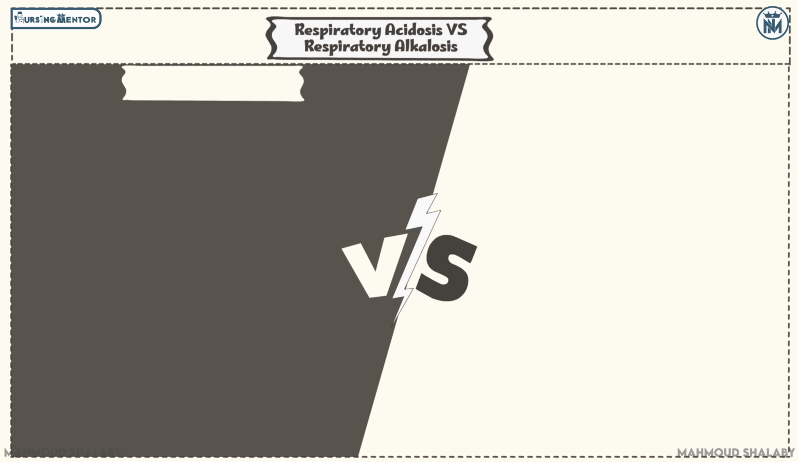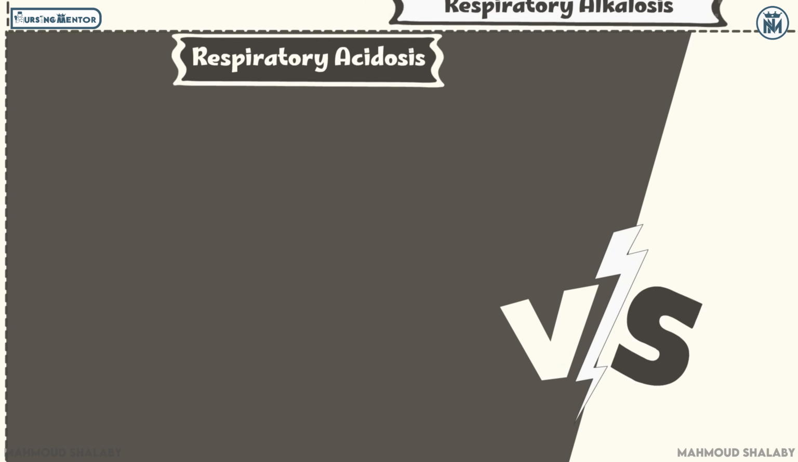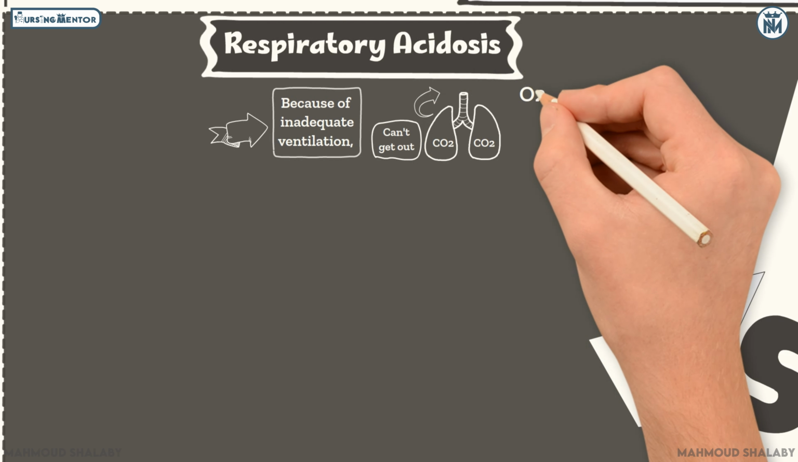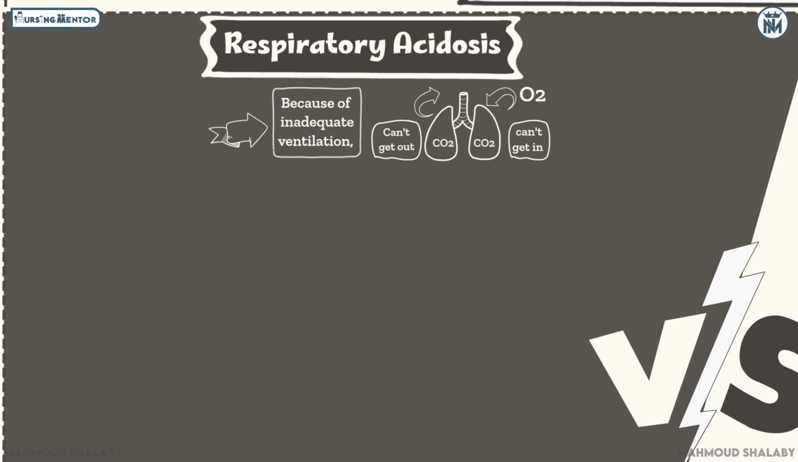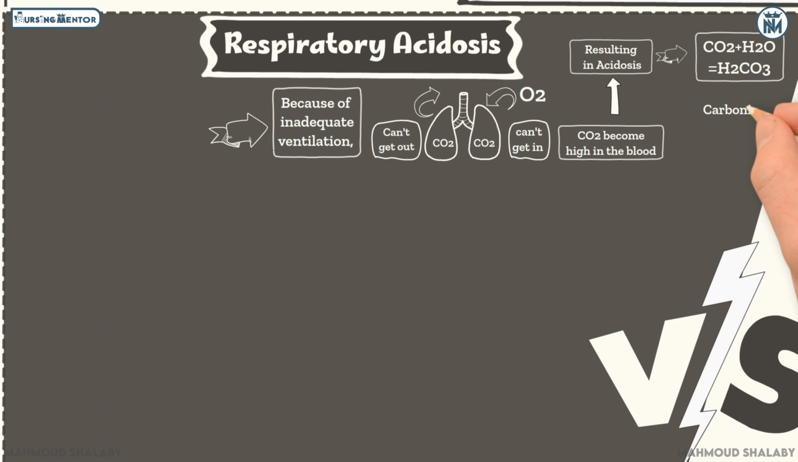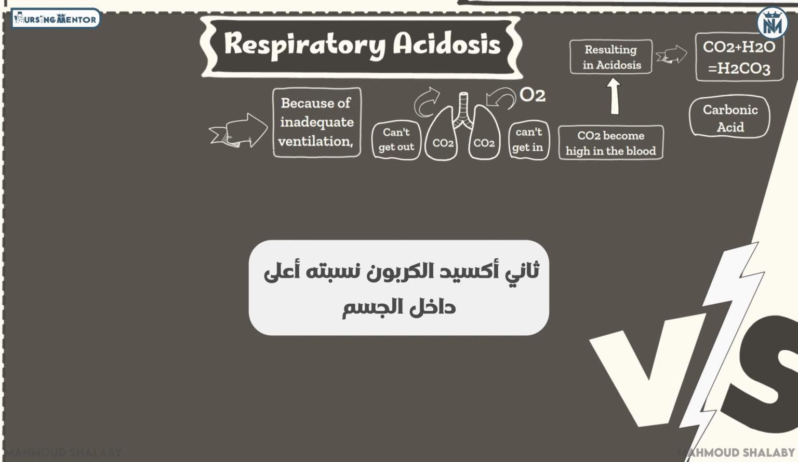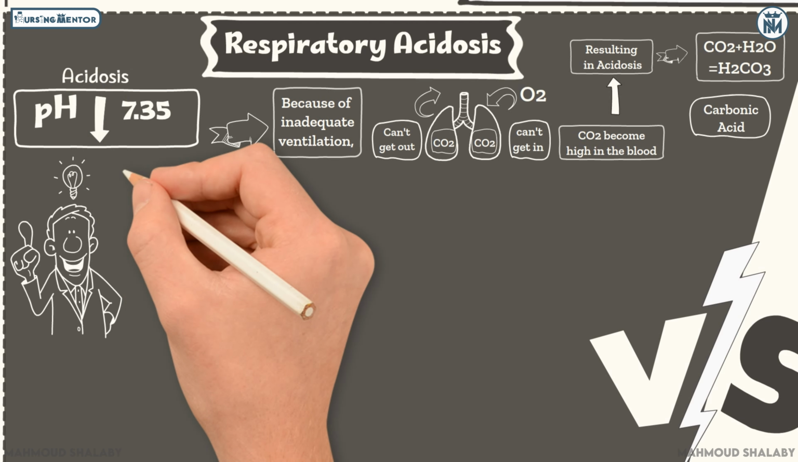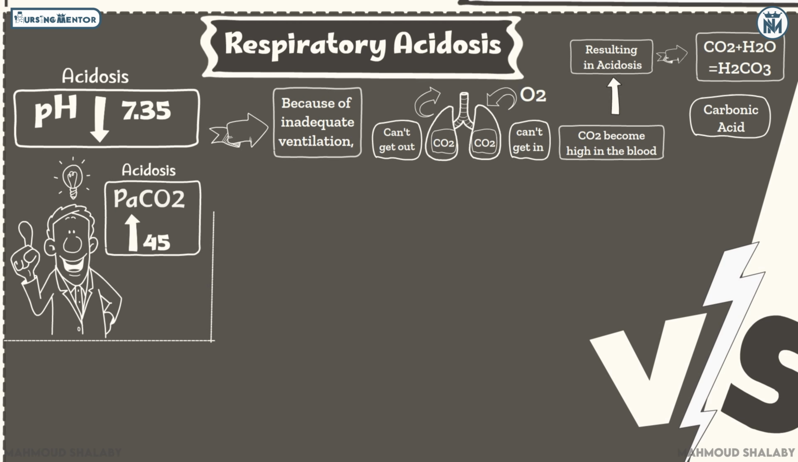The first section is on respiratory acidosis. It happens because of inadequate ventilation. Carbon dioxide can't get out of the lungs and oxygen can't get in, causing carbon dioxide to increase in the blood, resulting in acidosis as we discussed in the last episode. This occurs due to the mix of carbon dioxide with water forming carbonic acid. To make it easy and simple, just remember carbon dioxide is more inside the lung. So in respiratory acidosis, pH is below the normal value 7.35 and PaCO2 above normal value 45.